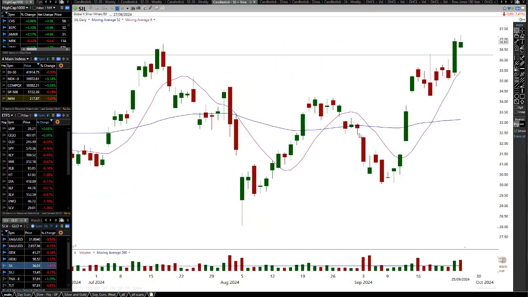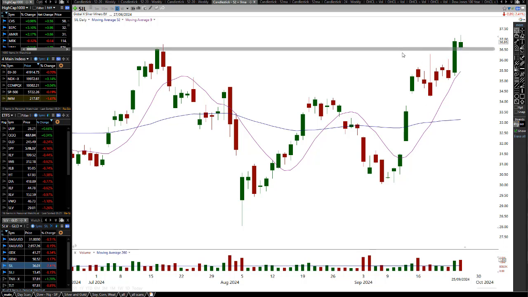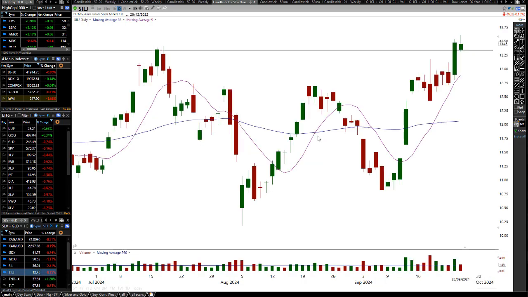Let's go look at the SIL. The same sort of scenario: we had a very strong break up above, and we are well above the 9 moving average still. The 9 moving average is still very strong, but actually, you know what? Yeah, we're right at that level of high there. So we'll see what actually happens from here, but just sort of a nothing day today, and also the SILJ, sort of a nothing day from there as well.